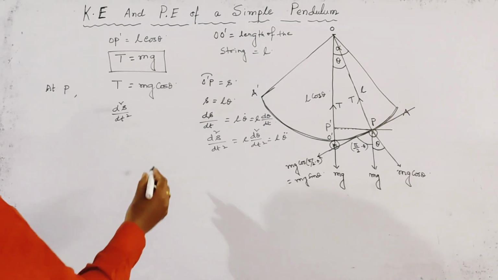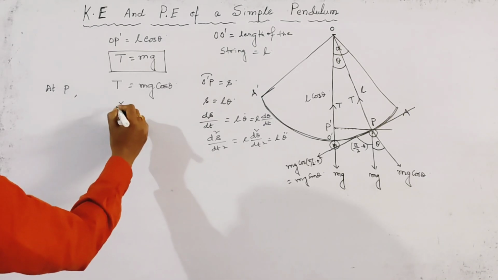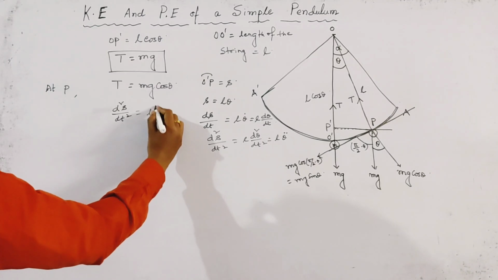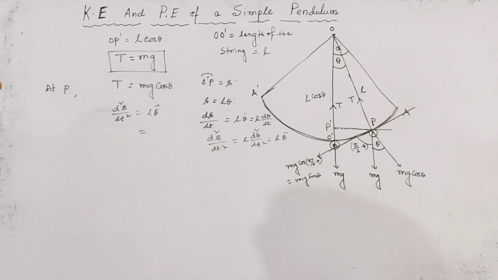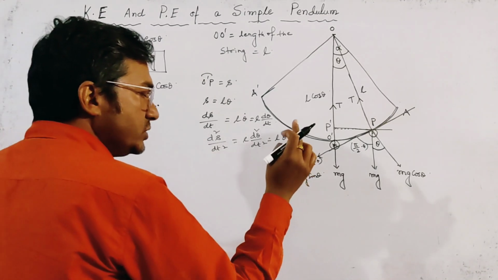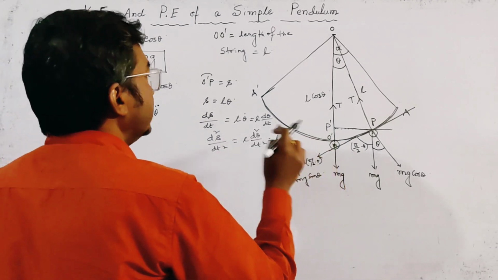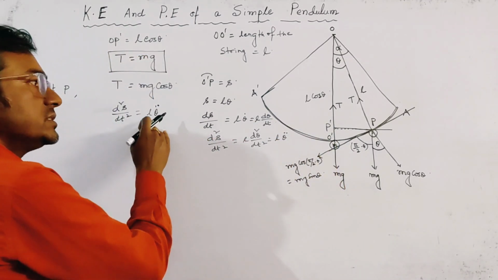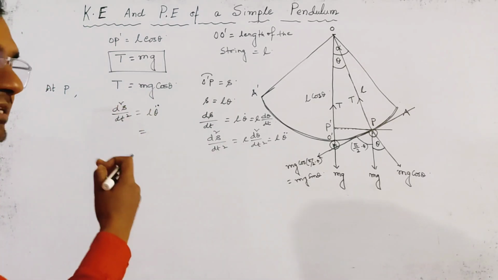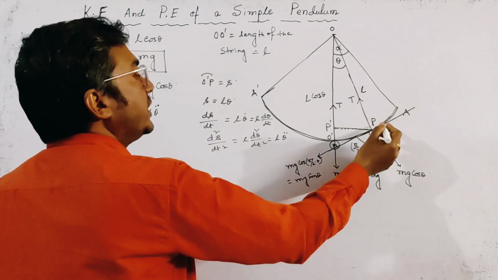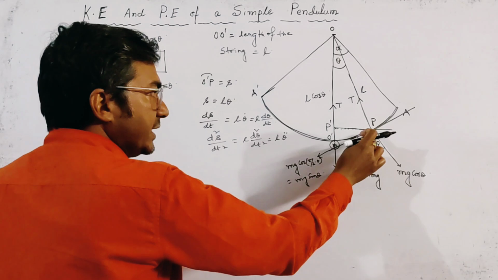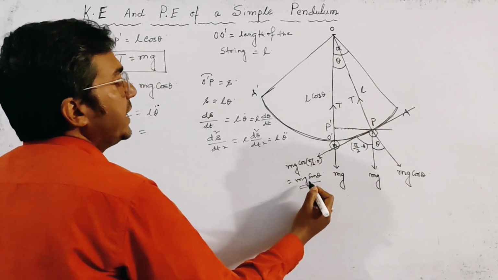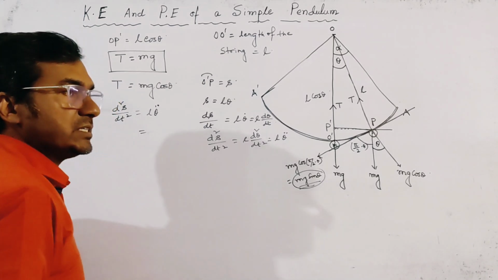Now we put the value of d2s by dt2, which is L theta double dot, and this is the acceleration along the tangent to the particle. We draw the tangent at the particle, and the tangential force always acts along this line, and the amount is mg sin theta.